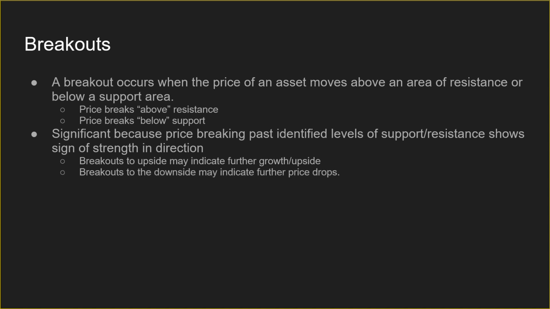Breakouts to the downside may indicate further price drops. If Bitcoin is trading between that $40,000 to $44,000 range and falls below 40,000 and closes below it, that could indicate selling pressure is increasing and that there may be further price drops. So that's something to keep in mind.